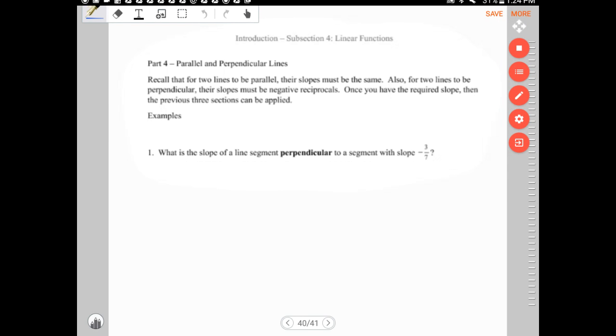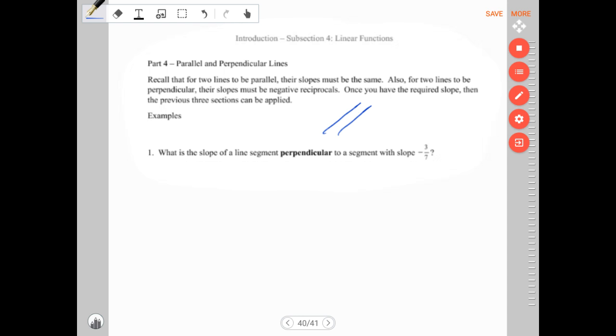Alright, hello again. So we're still on subsection 4, linear functions, and part 4 is where we're at now. So these are parallel and perpendicular lines. Recall that for two lines to be parallel, their slopes have to be the same. The natural thing you should imagine with parallel lines is train tracks, because train tracks have to be the same distance the whole way along, because if they aren't, then that's going to be very bad for the train.